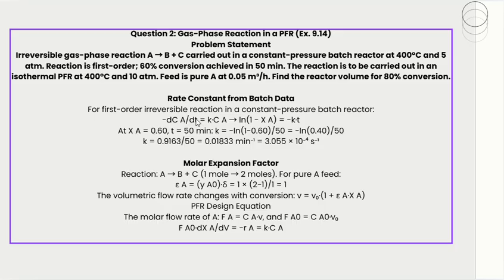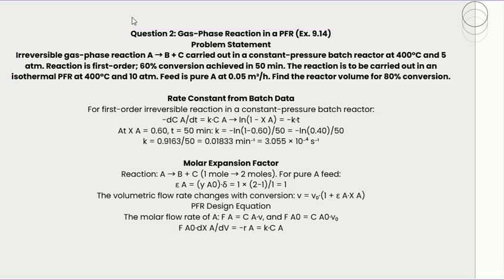So first we'll find the k value for a first order irreversible reaction in a constant pressure batch reactor. We have this formula dCA by dt equals kCA. Integrating this we get this, and substituting the given data we get rate constant as 3.05 into 10 power minus 4 per second. Then we calculate molar expansion factor. Since in this question 1 mole of reactant gives 2 moles of products, we need to calculate molar expansion factor, which comes out to be 1.